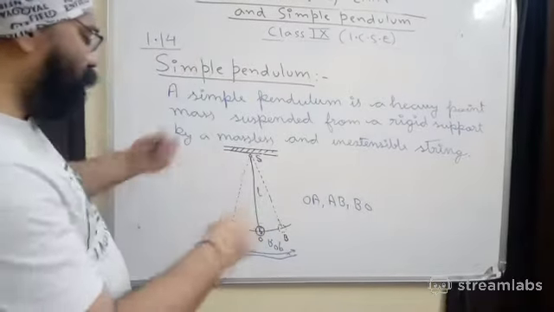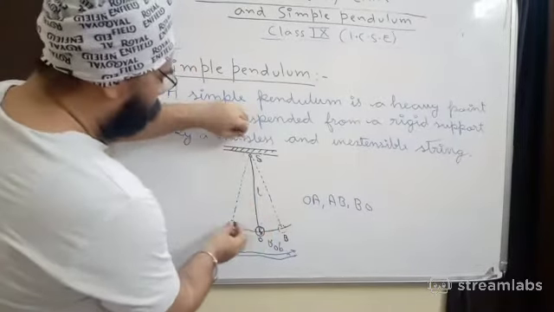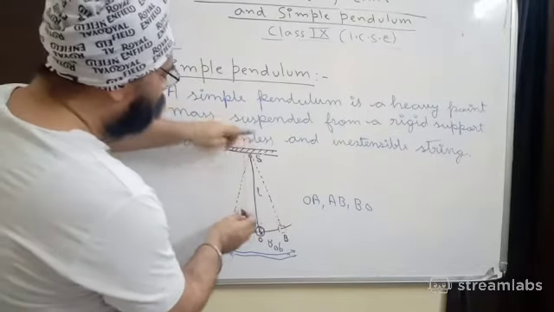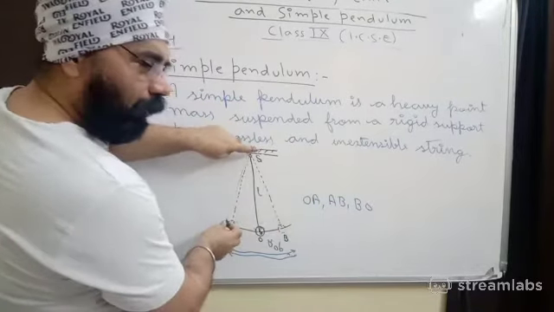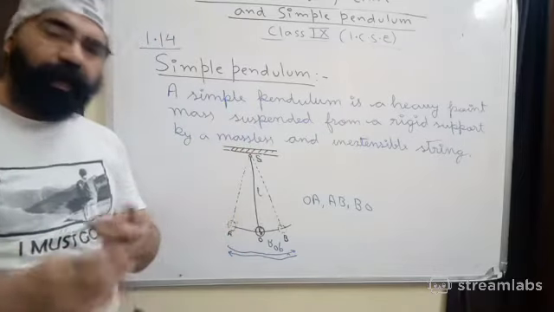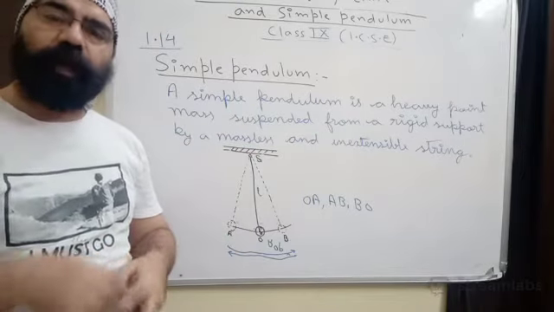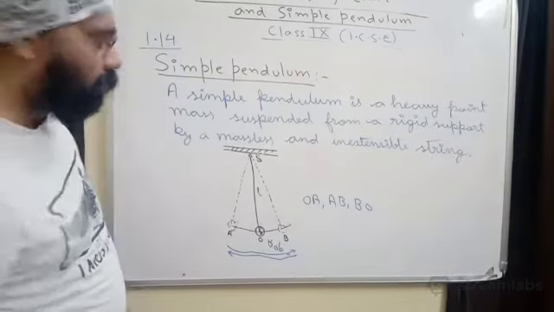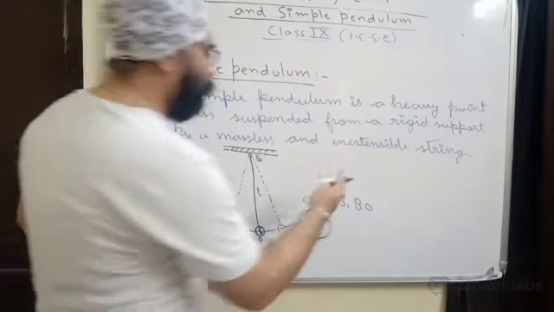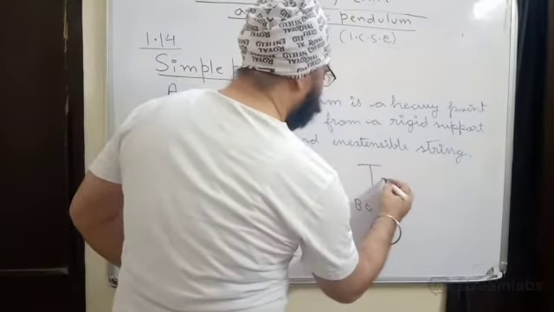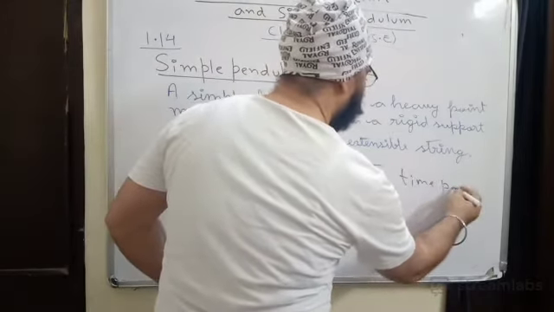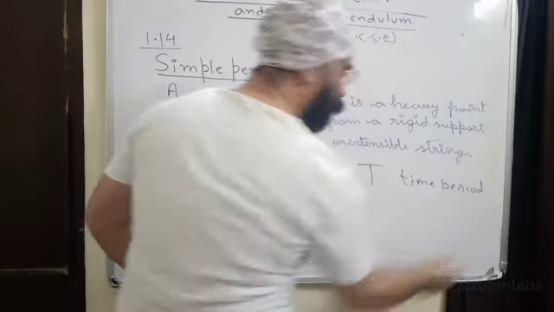Now the time taken by it starts from here, goes to B, then comes back to A. The time taken by it to complete this one complete oscillation is known as its time period. Got it? We denote it by a capital T. So T is time period.